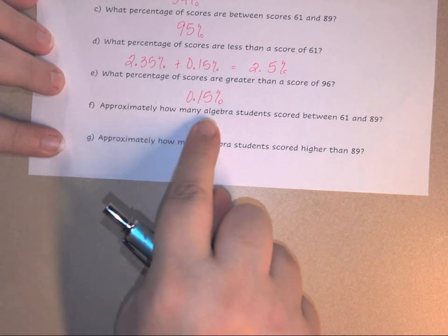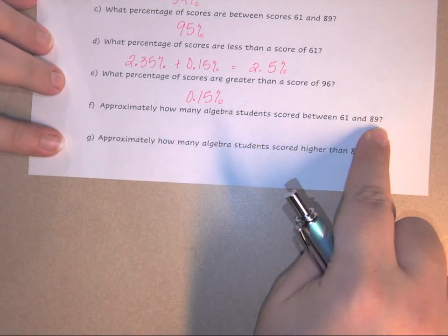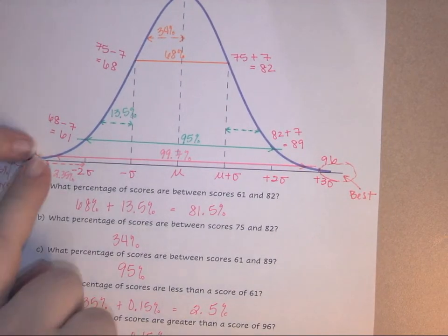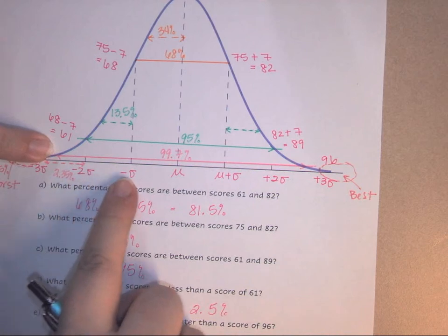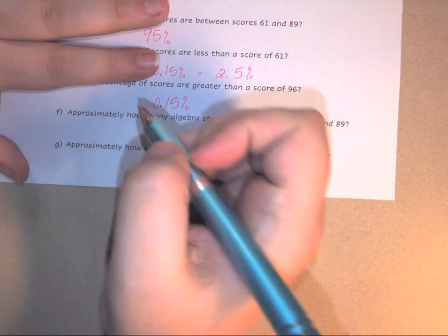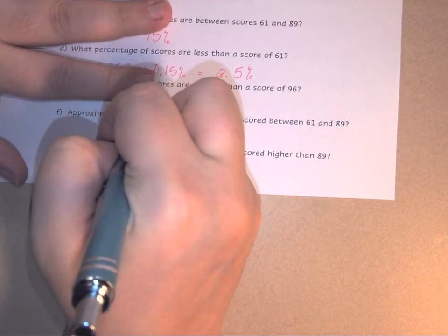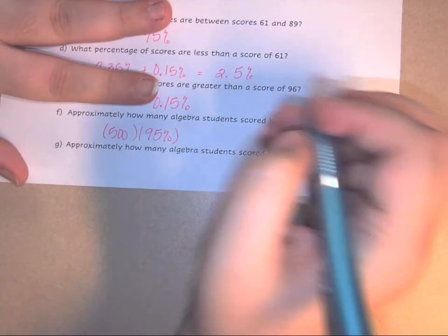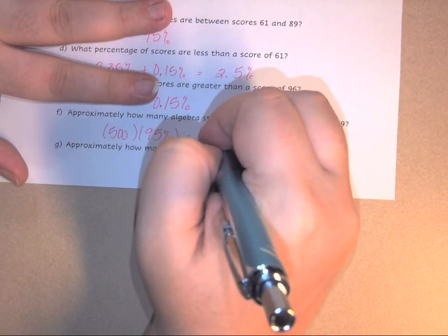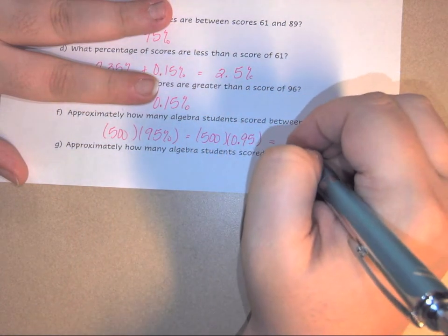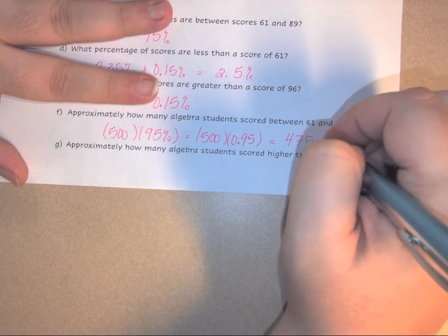Now these last two deal with a little bit of calculation. Approximately how many algebra students scored between 61 and 89? So here we're looking for the number of students. So we want 61 to 89. We're looking at 2 standard deviations, so we're looking at 95% of our students. So we have 500 students, and we're looking at 95% of them. Well, this is the same as 500 students times 0.95, which is going to give me 479 students.